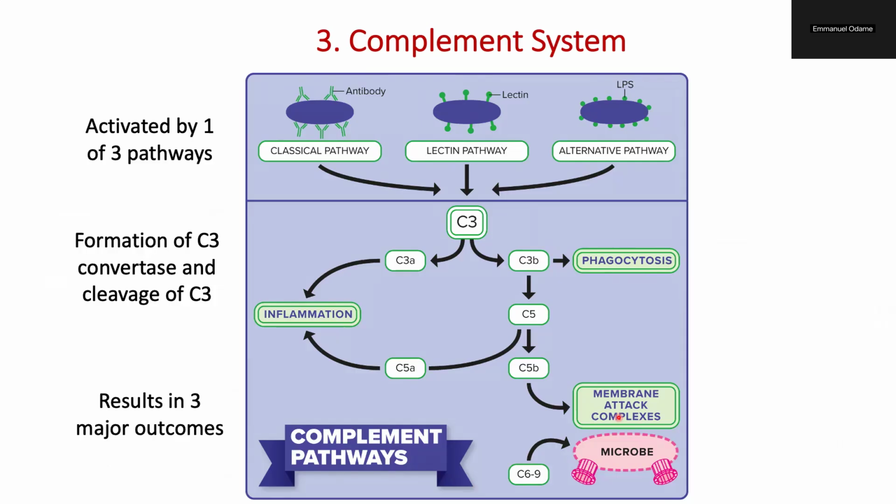But the main goal, you don't have to memorize the whole thing. The main goal is that the complement pathway always results in three major outcomes: inflammation, phagocytosis, and membrane attack complexes. So that is your take home. Three major outcomes: inflammation, phagocytosis, and membrane attack complexes.